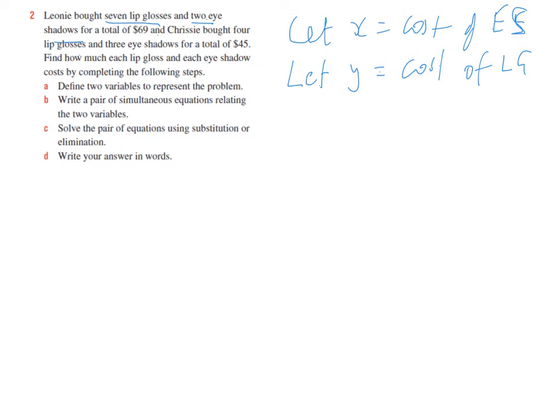So what we're going to do is say that 7 lip glosses, 7Y plus 2 eyeshadows, 2X equals 69. And then from there we do the same thing. So one equation for Leonie, one for Chrissy. So Chrissy has another one. She bought 4 lip glosses, and lip gloss is Y. So 4Y plus, and how many eyeshadows did she buy? 3 eyeshadows. 3X equals, and the total of $45.